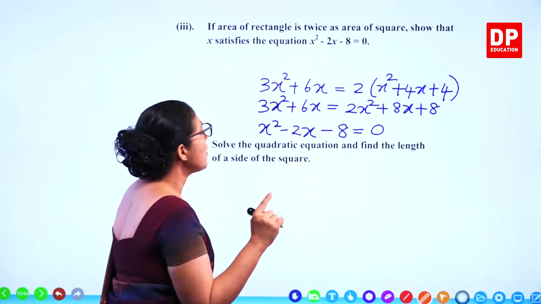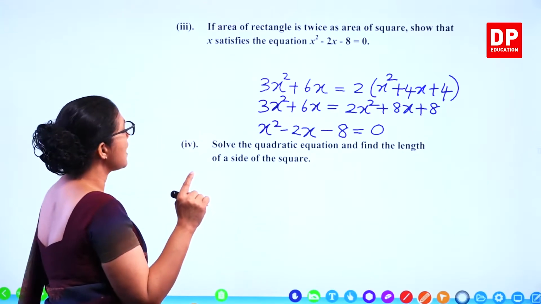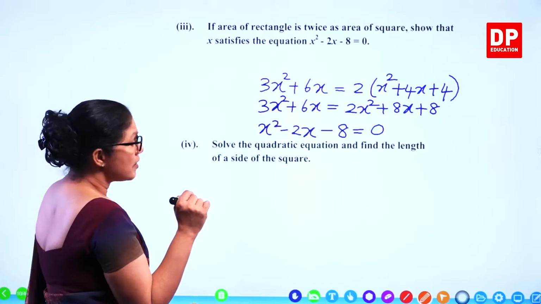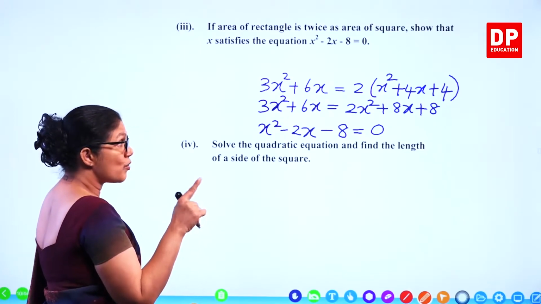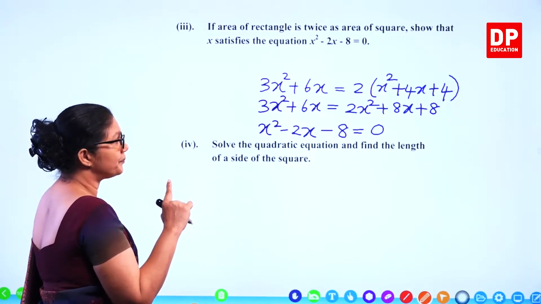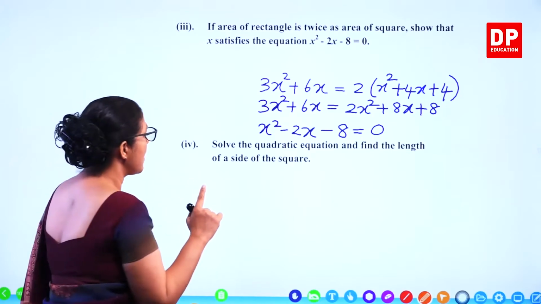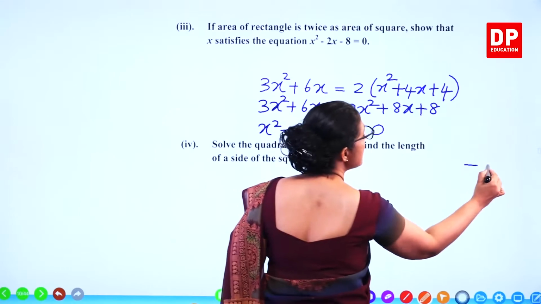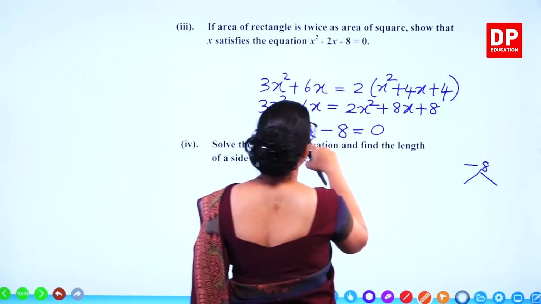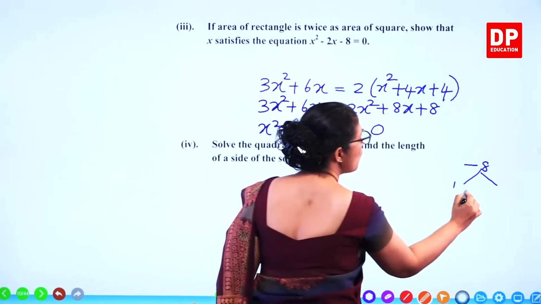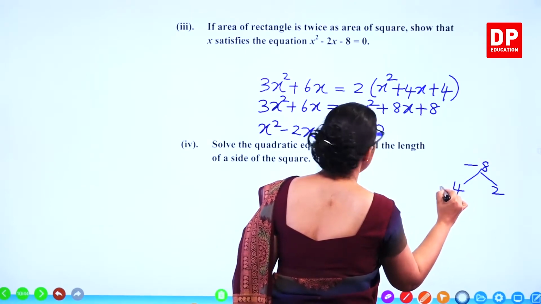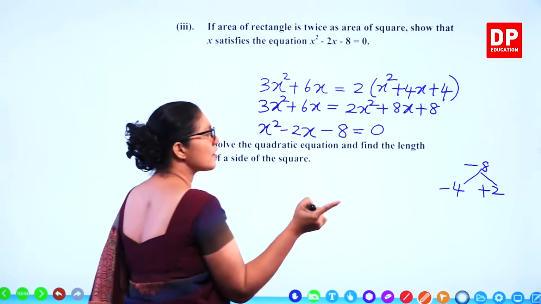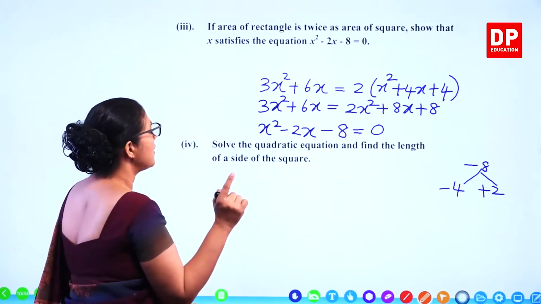Solve the quadratic equation and find the length of a side of the square. Can we factorize? You have to first check whether you can factorize. 4 times 2. So we can factorize. So what are the factors of minus 8? To get minus 2: 4 and 2. The middle term is negative, so minus 4 and plus 2. So you can split it and find the answer.